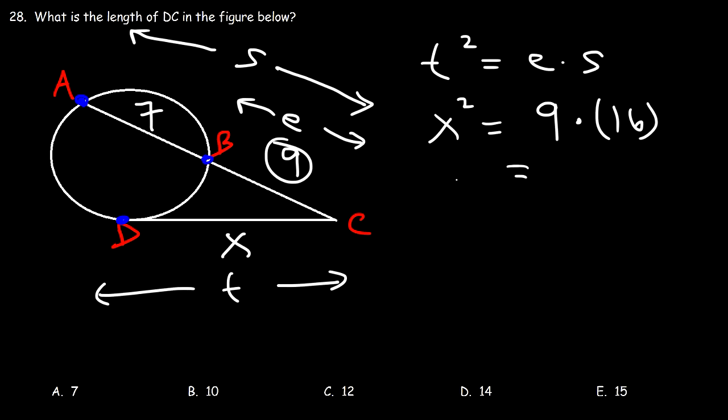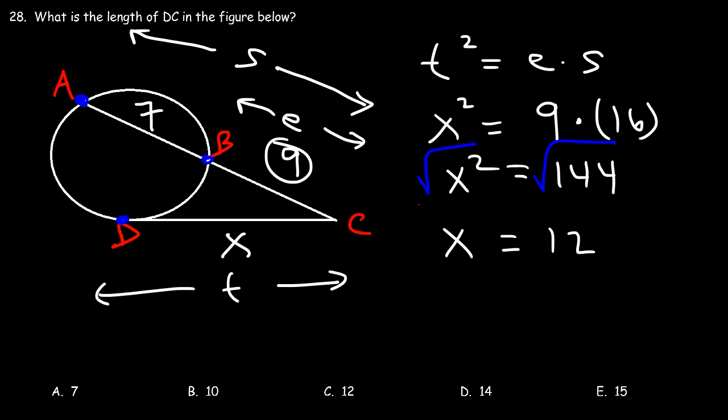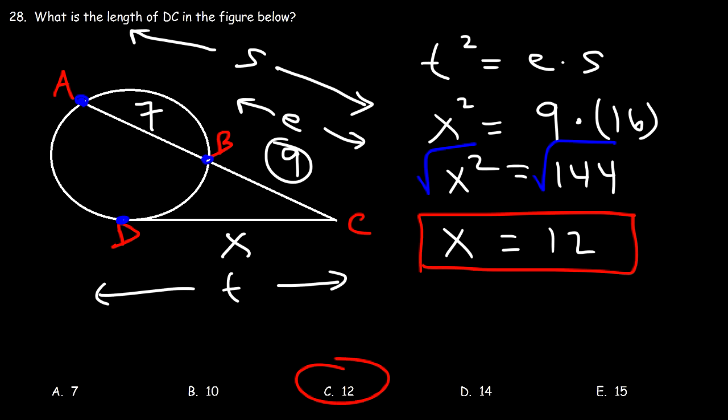Now let's multiply 9 times 16. 9 times 16 is 144, and so that's equal to x squared. So all we have to do at this point is take the square root of both sides. So the square root of 144 is 12. So therefore C is the right answer.